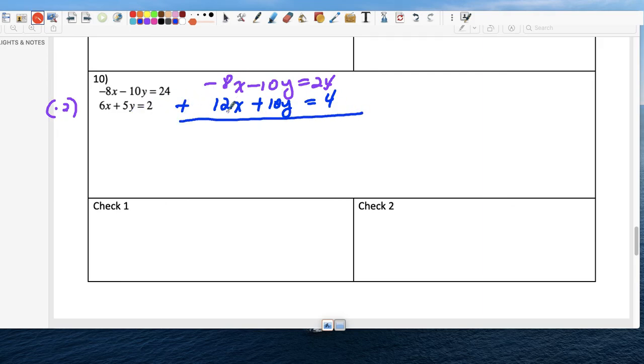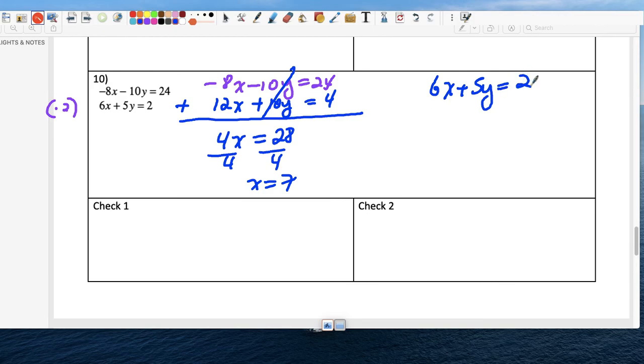Negative 8x plus 12x is 4x. Negative 10y plus 10y, that goes away. And 24 plus 4 is 28. Divide both sides by 4. X equals 7. Look how easy that was. Take the second equation because it looks a little easier. So replace the x with 7. You're going to get 6 times 7 plus 5y equals 2. 6 times 7 is 42 plus 5y equals 2.